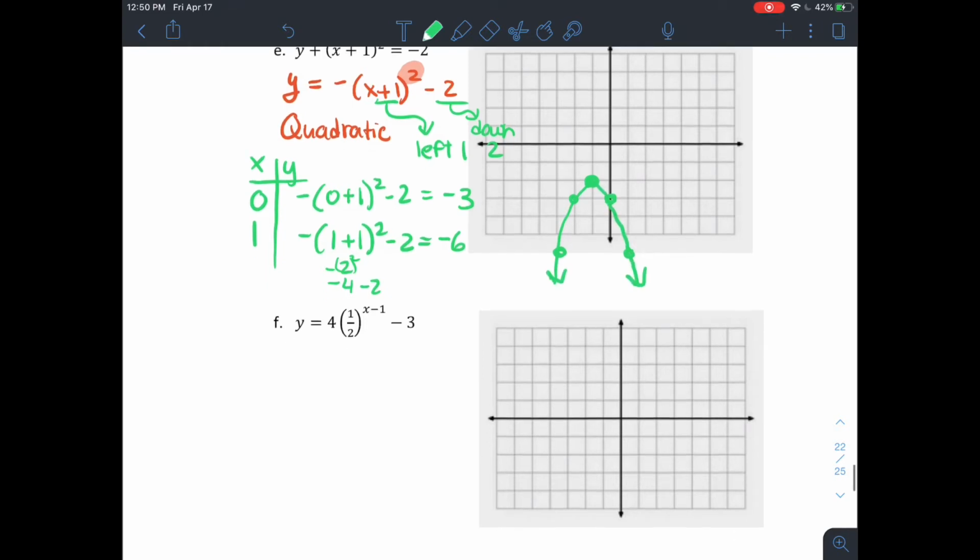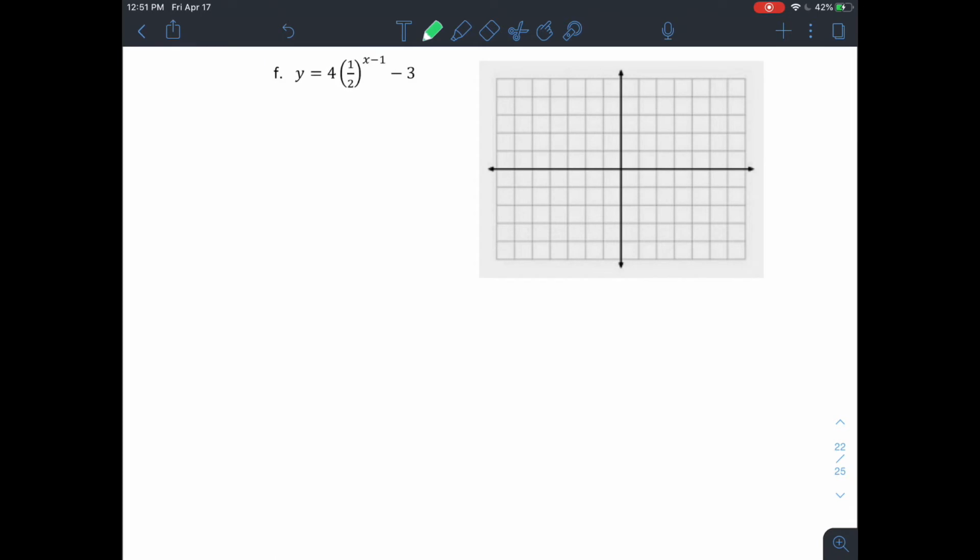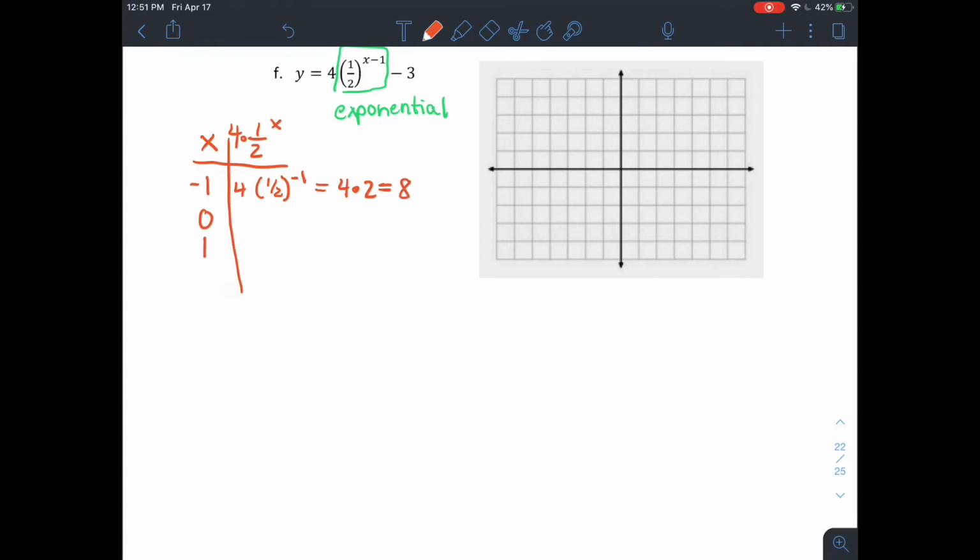Less work. These are one of your most recent types. You have an exponential function because you have a base that is a number and your variable's up in the exponent. So when you graph these, you can just plug in some points. I would do your parent function with your vertical stretch first, and then do your translation later. So I'm going to do negative 1, 0, and 1. If I plug those in, 4 times 1 half to the negative 1 is going to be 4 times 2, which is 8. Anything to the 0 power is 1, so 4 times 1 is 4.